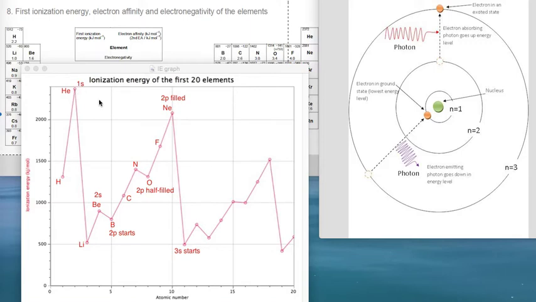If you continue on to lithium, its electron configuration would be 1s2, completely filled, and then it starts on the second period, which represents the second shell, n equals 2, and it's in the s block, so it's 2s1. So that's down here. Notice the huge drop in energy between the filled 1s orbital and the just starting to be filled 2s orbital.